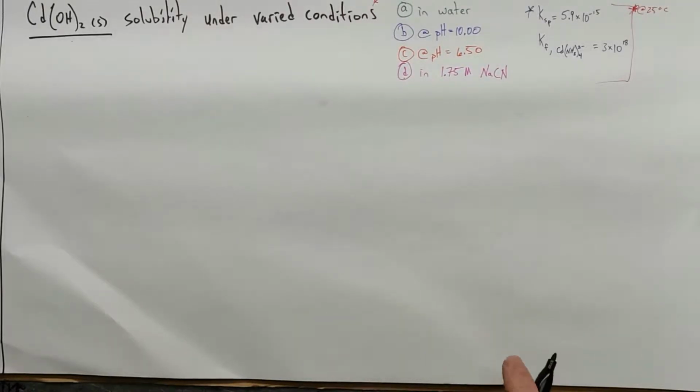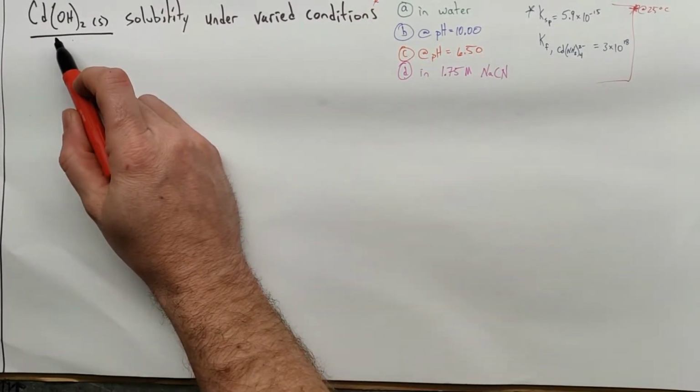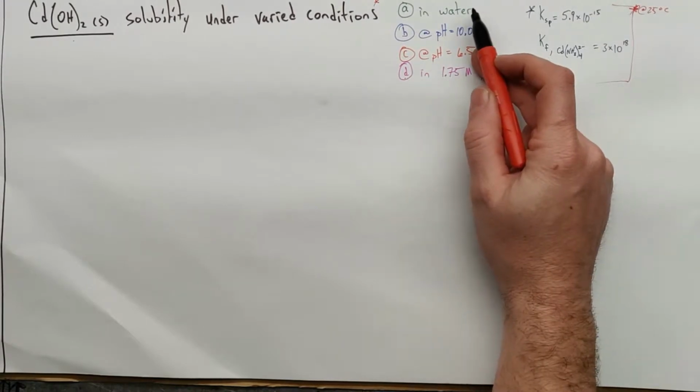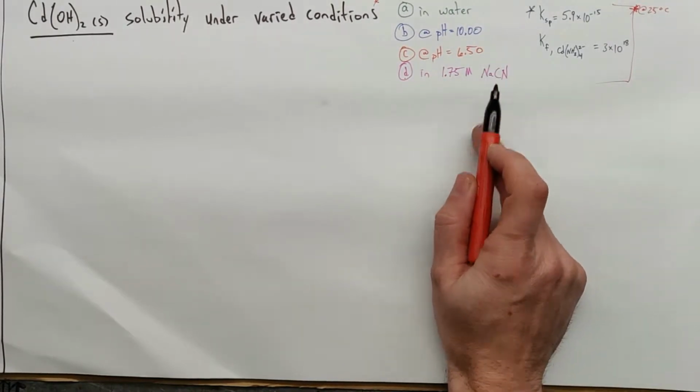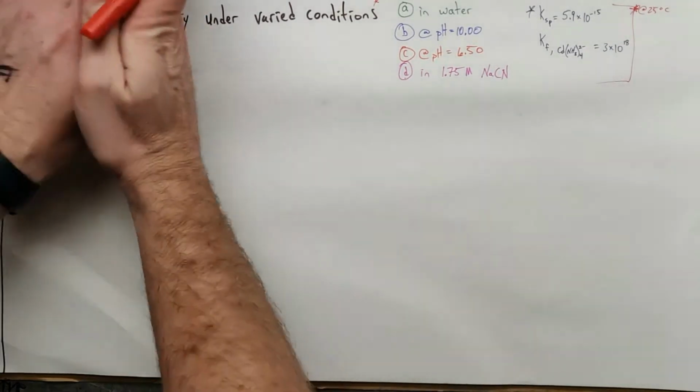Looking at the topic of solubility, I wanted one problem to tie everything together. We're going to look at the solubility of calcium hydroxide in 4 different situations: water, basic solution, acidic solution, and with a complex ion with a Lewis base. So we're going to start out with the basic setup.